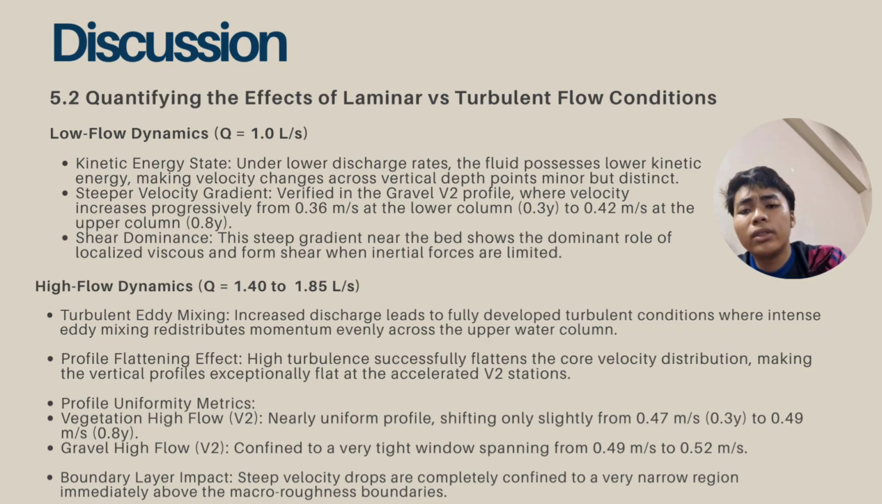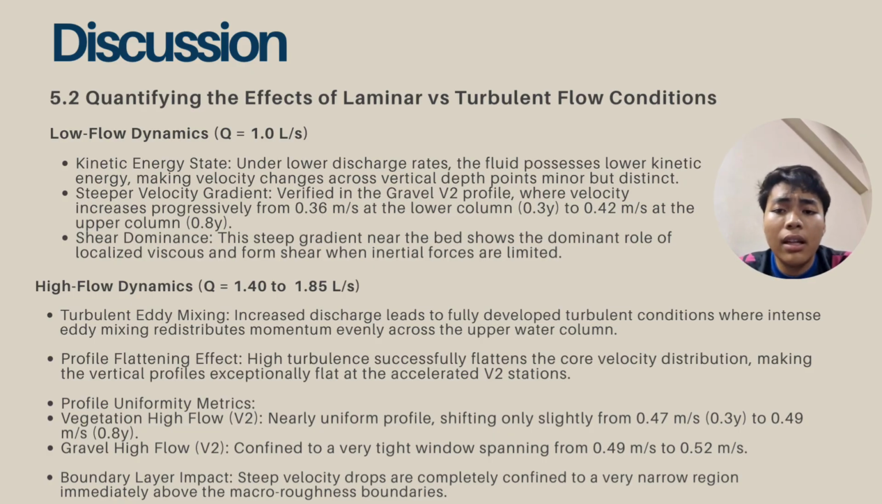However, when we observe high flow dynamics between 1.4 and 1.85 liter per second, the increased discharge leads to fully developed turbulent conditions. Here, intense turbulent mixing completely redistributes momentum evenly across the upper water columns. This results in a massive profile flattening effect, which you can see clearly at our V2 stations.